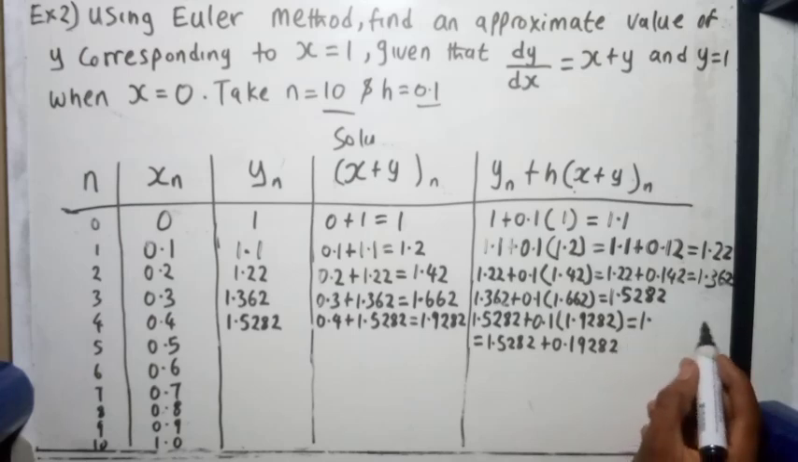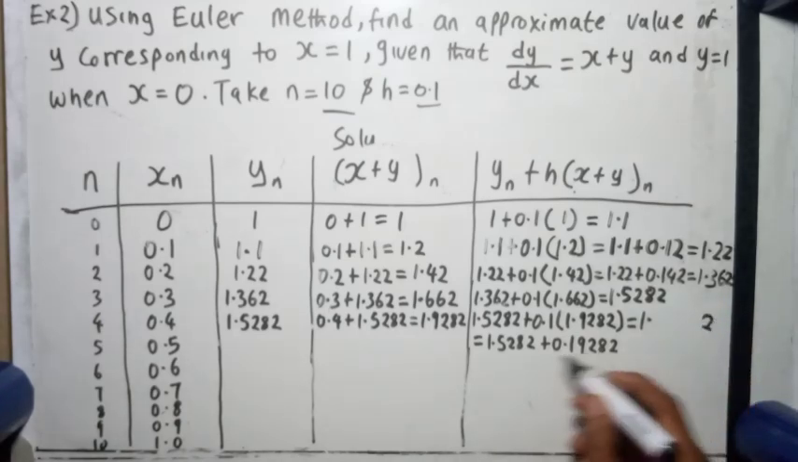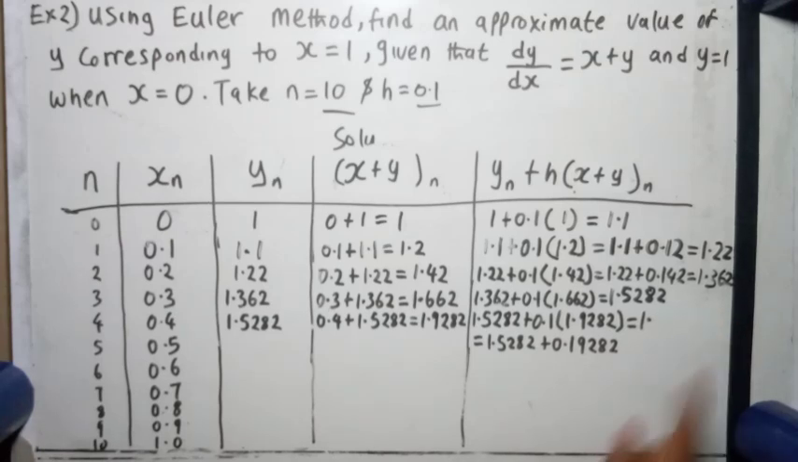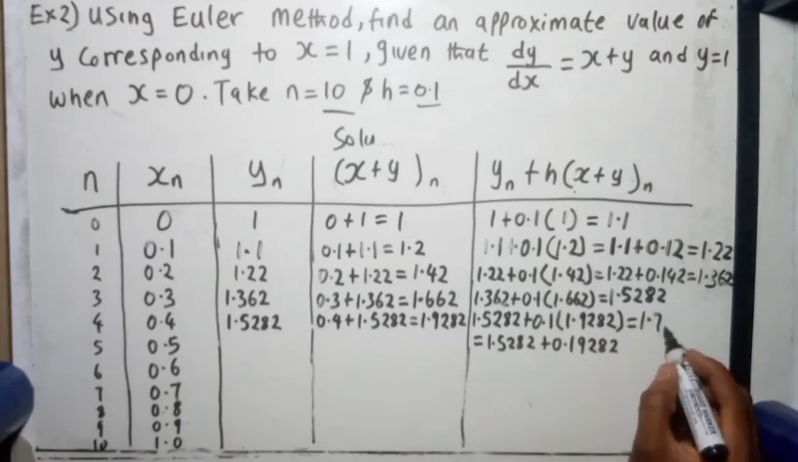Adding these two, let's start from the back first. 2, 8 plus 8 now 16, 1 carry 1. So 1.5282 plus 0.19282, we have our answer to be 1.7210.